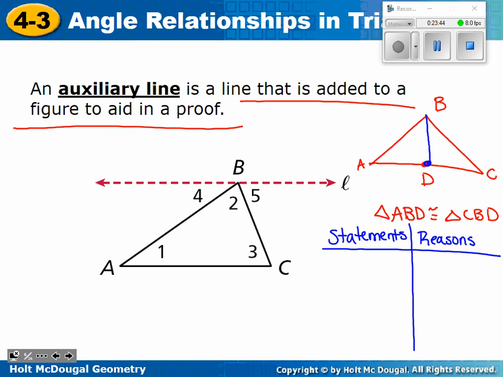So if you're in your proof and you realize I can't do this proof without drawing a line, then what you're going to do in the proof is you're just simply going to write draw, and you're going to draw a line. You're going to name the line that you're going to draw. So our line that we're going to draw was BD, right? So we're going to draw line segment BD. So we'll just put draw BD, and then the reason will be the definition of auxiliary line. Definition of auxiliary line.